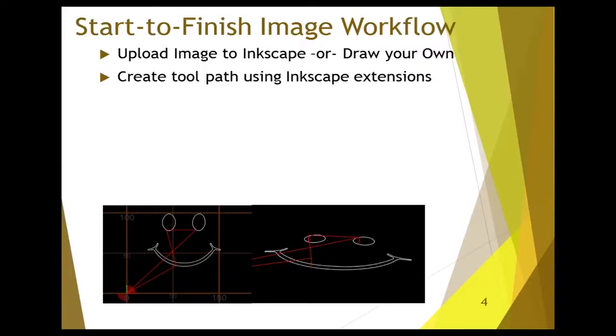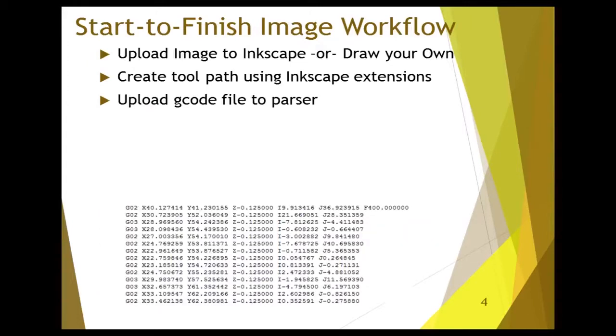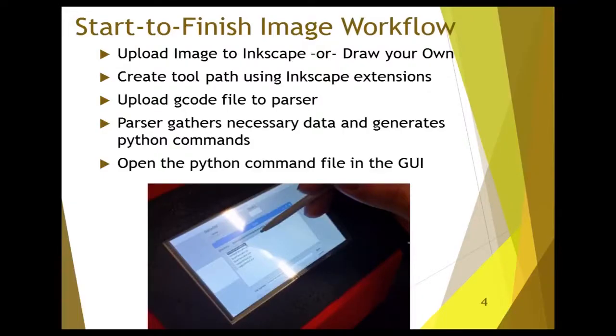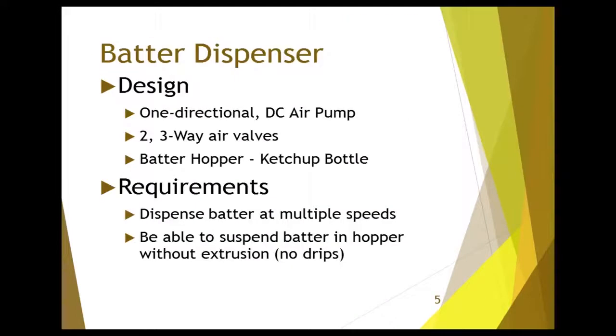The G-code file contains a set of coordinates and movements that specify a toolpath, which then we can take that file and upload it into a parser. This parser is one that we created ourselves that takes all the necessary information out of that G-code file. It generates Python commands then and compiles all those Python commands into a single file. This single file then can be opened up inside of our user interface on our Raspberry Pi and is what is used primarily for the system to communicate the movements for the motors.